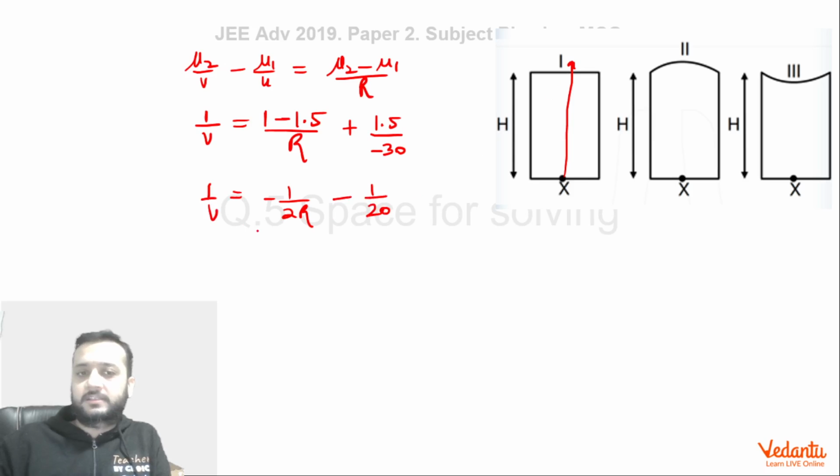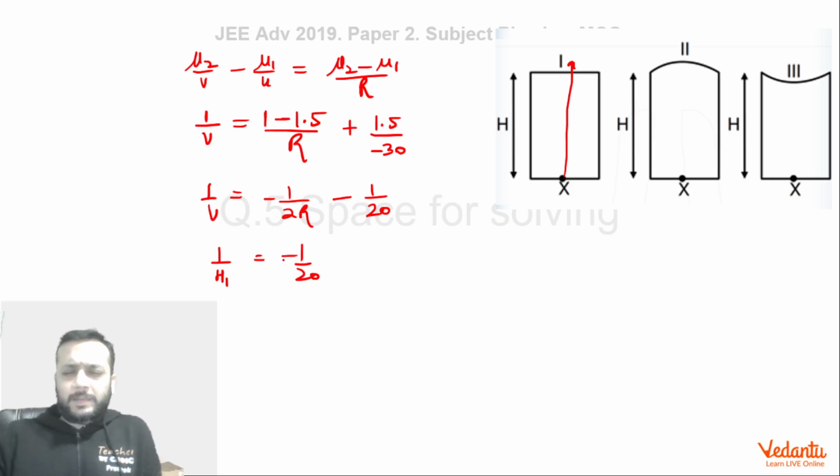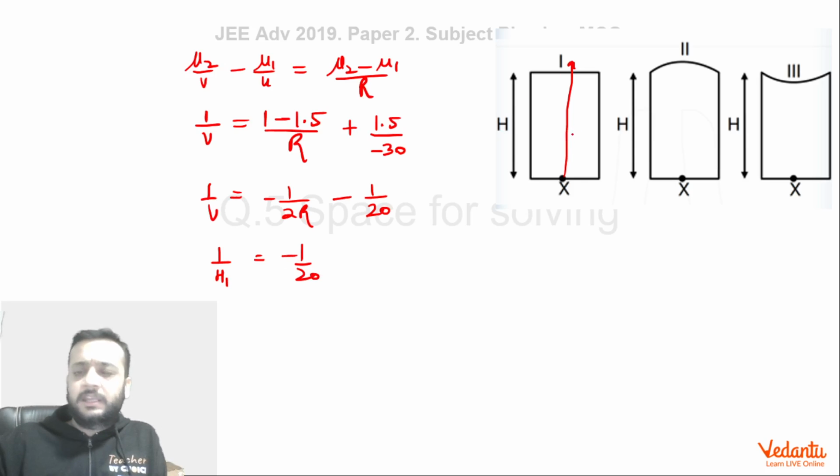Now for the first case, we can put R equals to infinity. So 1 by H1 will become minus 1 by 20. Just don't look at the minus sign. The minus sign just tells you that the image will be formed on the opposite side as compared to the direction of the incident ray. So if you want to find the magnitude, you can say that the image will be formed over here. The minus sign is just saying that since the incident ray was going upwards, the image will be formed on the opposite side. So we put R equals to infinity for the first case.